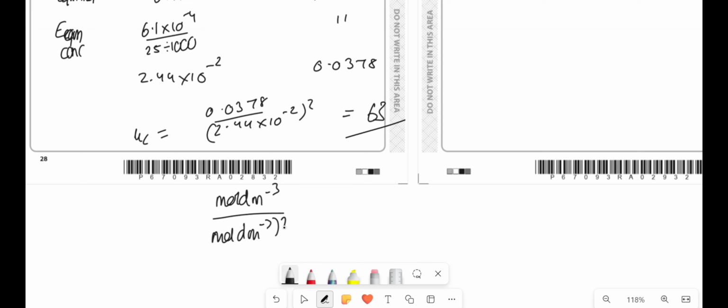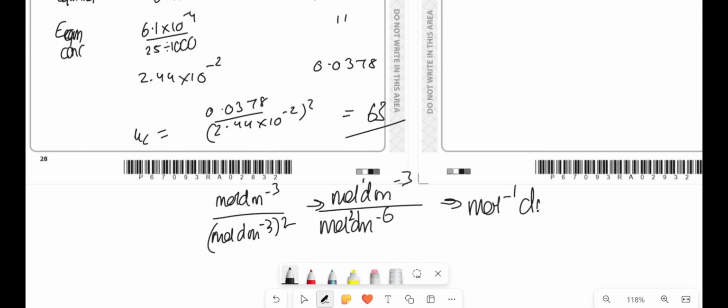Okay, so in terms of its units, it's going to be mol dm minus 3 divided by mol dm minus 3 squared. So that's the same as saying mol dm minus 3 over mol squared dm minus 6, because it's squaring this, you times the indices. And also, this is technically saying moles to the 1, so then that becomes 1 minus 2, mol minus 1, and then dm minus 3 minus minus 6, which is dm cubed per mole.